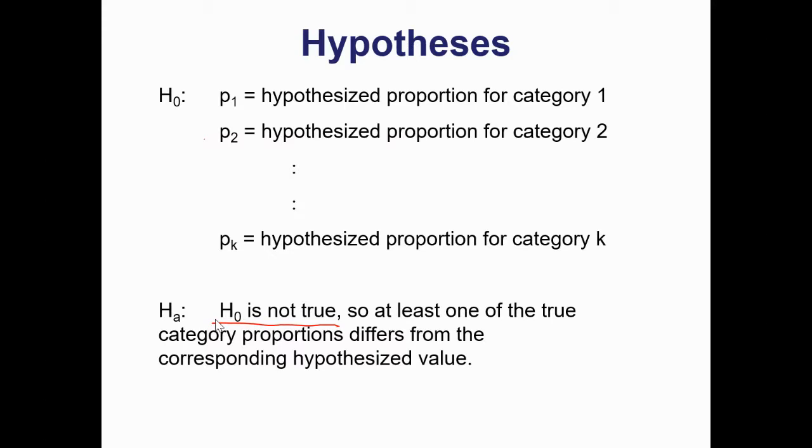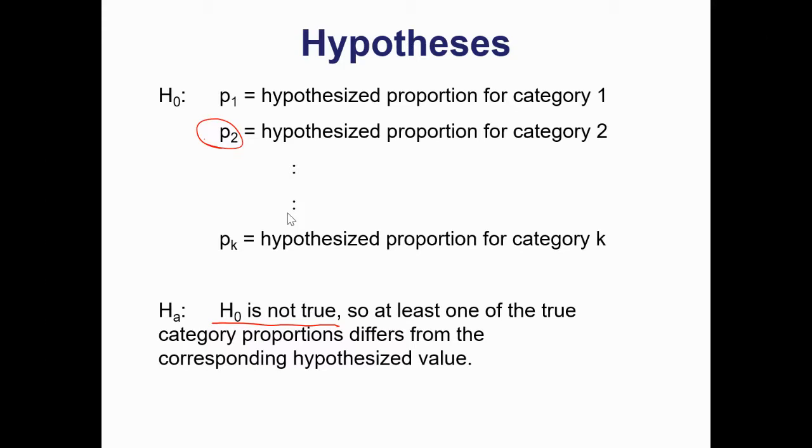So if we reject H naught, that means at least one of the true proportions differs from the corresponding hypothesized value. It's not saying every one of them is different. We could only have P2 be different and the rest are the same. What this means is that at least one of the categories is different.